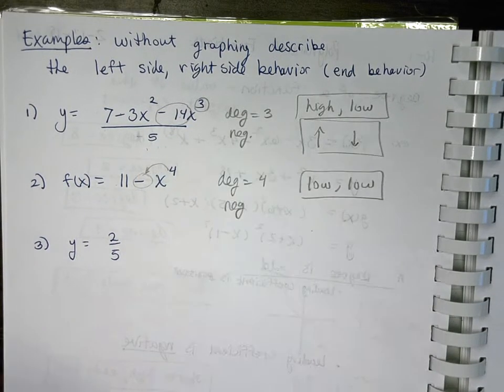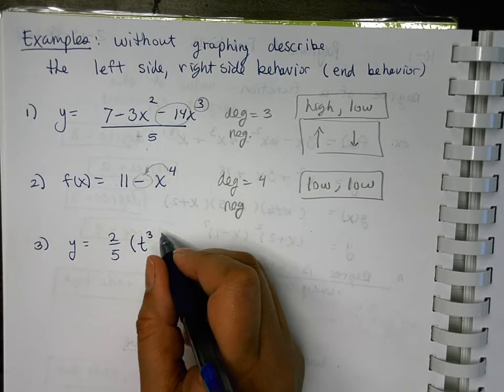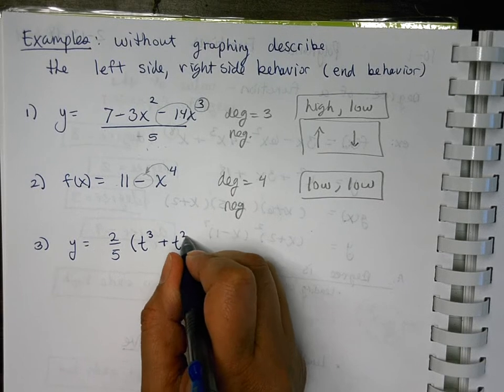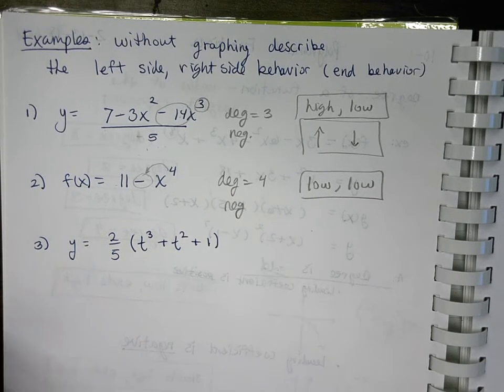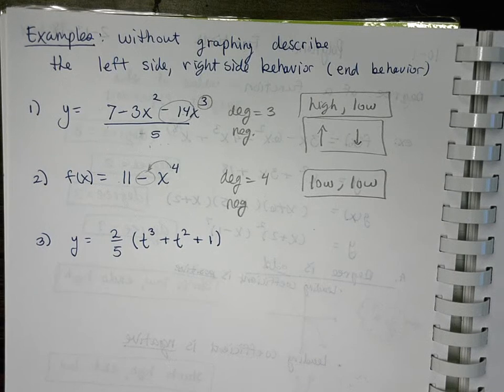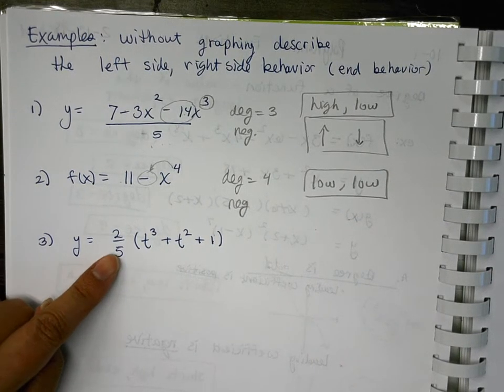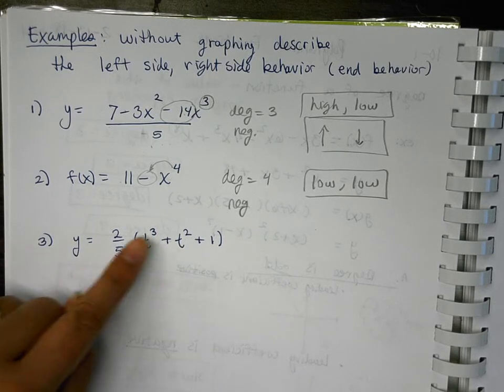All right. So 2/5 parentheses t to the 3rd plus t squared plus 1. Is that 2/5 going to change my degree? It is not. The 2/5 does not change the degree. Because the 2/5 is positive, is it going to change the leading coefficient?